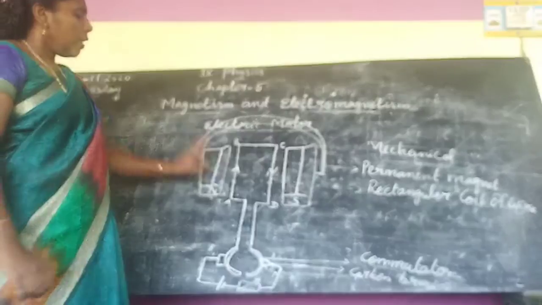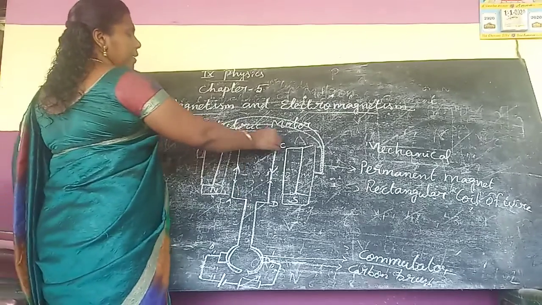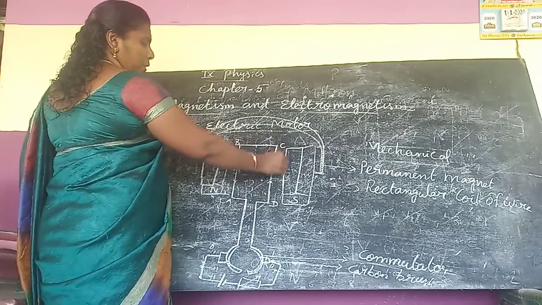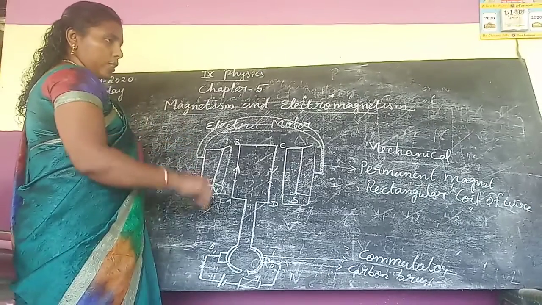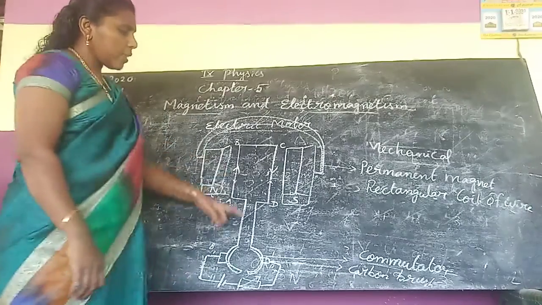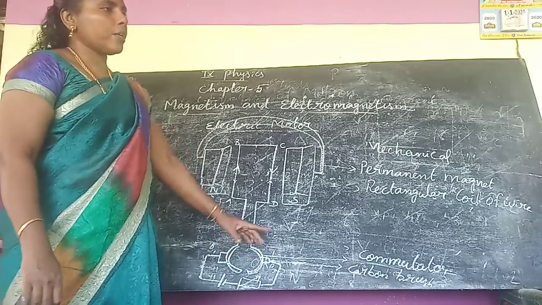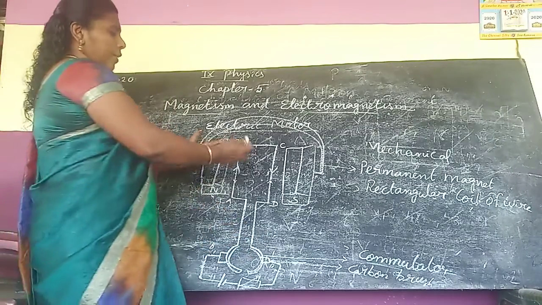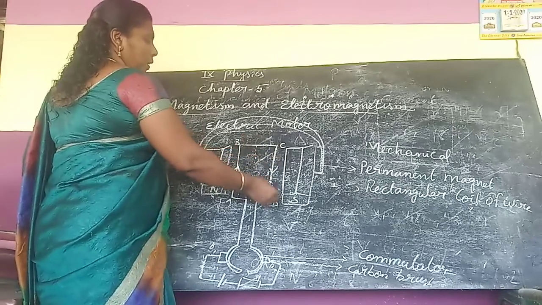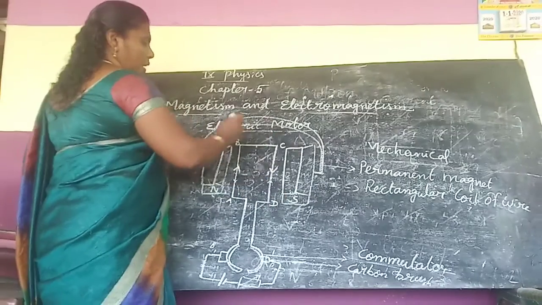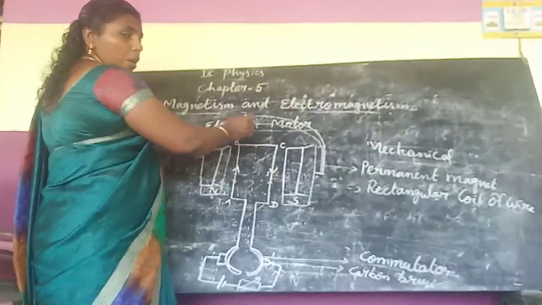Now, first how will it rotate? The current flows through A, B, C, D in the clockwise direction. After that, what is the use of this commutator? To change the direction of current. By using this commutator, it will rotate further. So in this position, what happens? The CD arm will come up and the AB arm will go down.